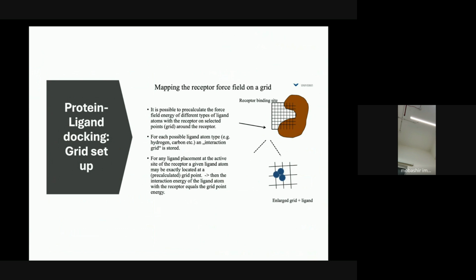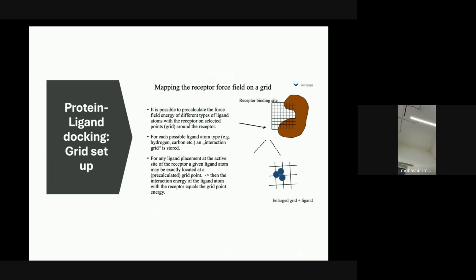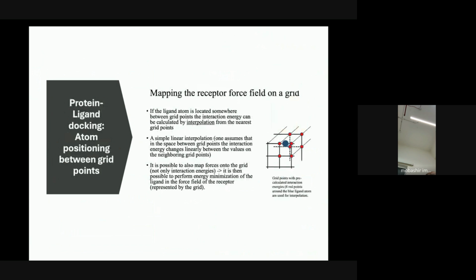It is possible to pre-calculate the force field energy of different types of ligand atoms with the receptor on selected points or grid around the receptor. For each possible ligand atom, an interaction energy is stored on each grid point. For any ligand placement at the active site of the receptor, a given ligand atom may be exactly located at a pre-calculated grid point. Then the interaction energy of the ligand atom with the receptor equals the grid point energy.